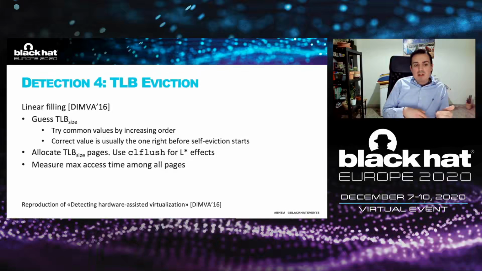You load them, you take care of caches to cancel their effects with flushing, and you measure the maximum access time that you observe for all the pages. So you make some comparison with CPUID, and then you get the baseline with, for instance, running NOP in a loop. And let's see the results.